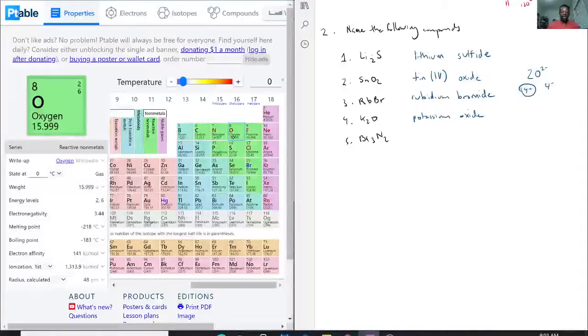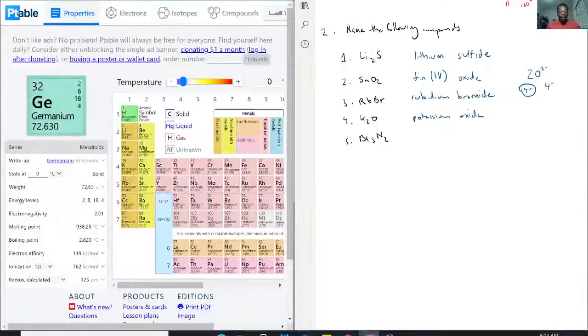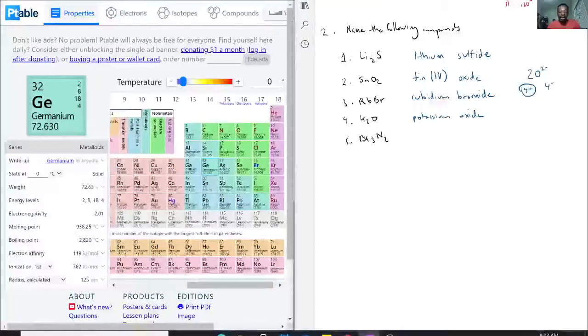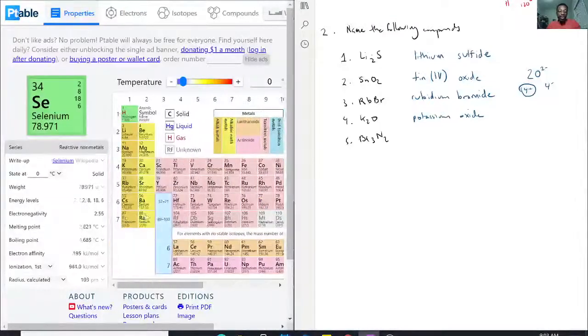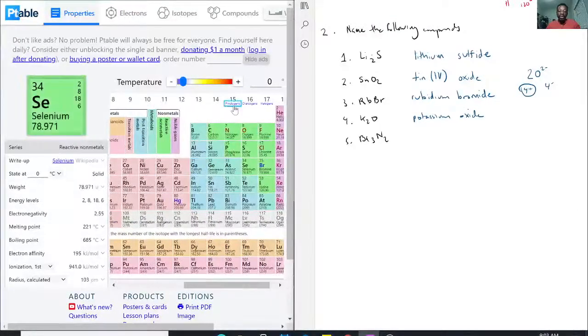Okay. And now for the last one, we have Ba3N2. Lucky for us, it's face value again. We have barium, which is a metal, and nitrogen, which is a non-metal. And nitrogen does have -3 because it needs 3 more electrons to fill its valence shell, and barium does have +2 because it needs to get rid of 2 to be close to its octet.